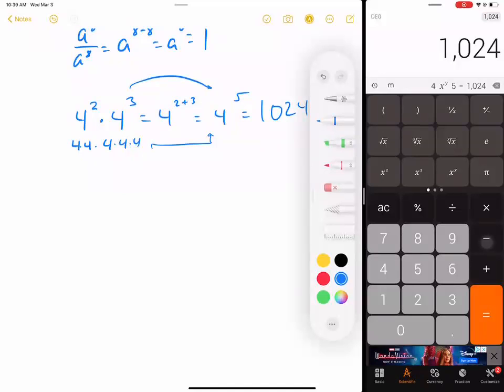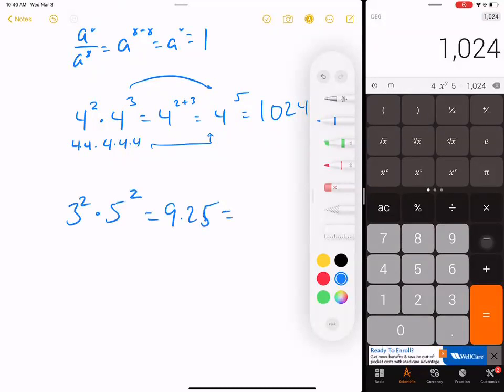Okay, let's look at another problem. We have 3 squared times 5 squared. For this problem, there's nothing to combine here. We're just 3 and 5. So this is really 9 times 25. But on your calculator, you could just type it in as you see it. You could say 3 squared times 5 squared equals, and see if you get 225. And 9 times 25 is 225.